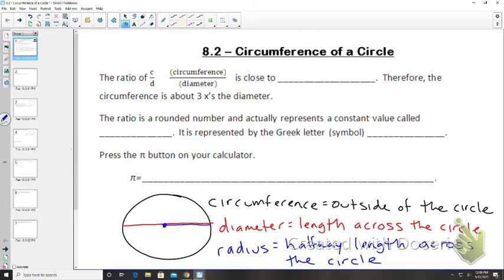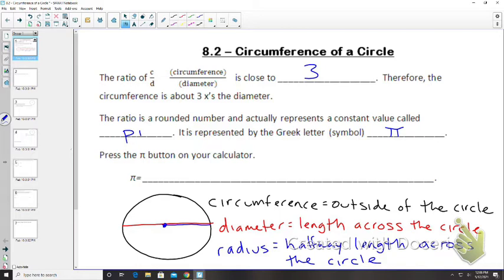Okay, so the ratio of the circumference to the diameter, this is pretty close to 3. Okay, so we can say that the circumference is about 3 times the length of the diameter. Okay, so the ratio is a rounded number, and it actually represents a constant value called pi. Okay, not P-I-E, pi. This is math pi. And this is represented by the Greek letter or symbol that is pi.